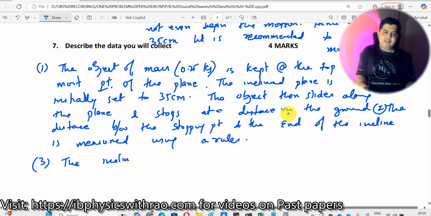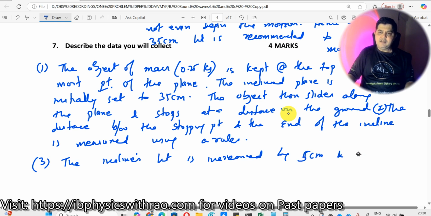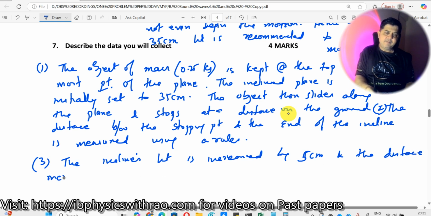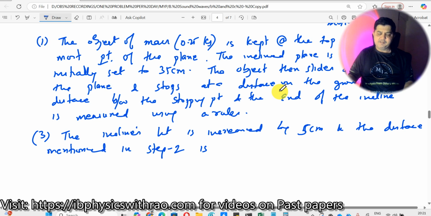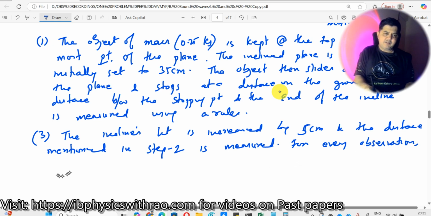The incline's height is increased by 5 centimeters, and the distance mentioned in step 2 is measured for every observation. Pre-trial carried out.